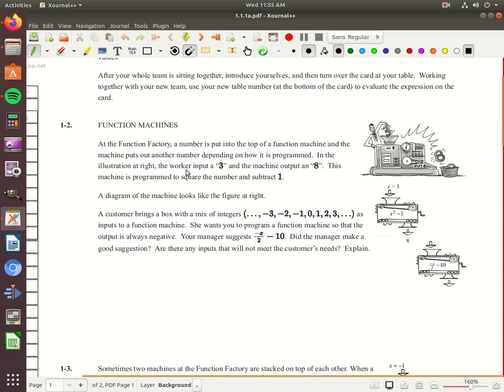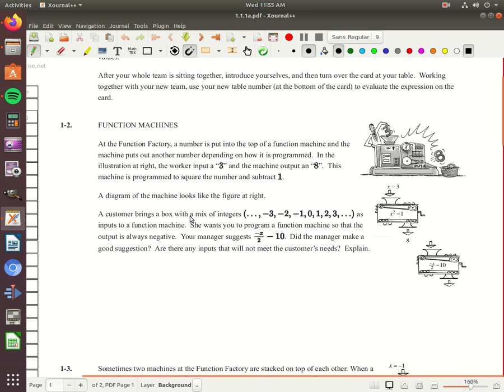At the function factory, a number is put into the top of a function machine, and the machine puts out another number depending on how it is programmed. In the illustration at right, the worker put in a 3 and it kicked out an 8 because it squared the 3. 3 times 3 is 9, minus 1 is 8. This machine is programmed to square the number and subtract 1. A diagram of the machine looks like the figure at right.